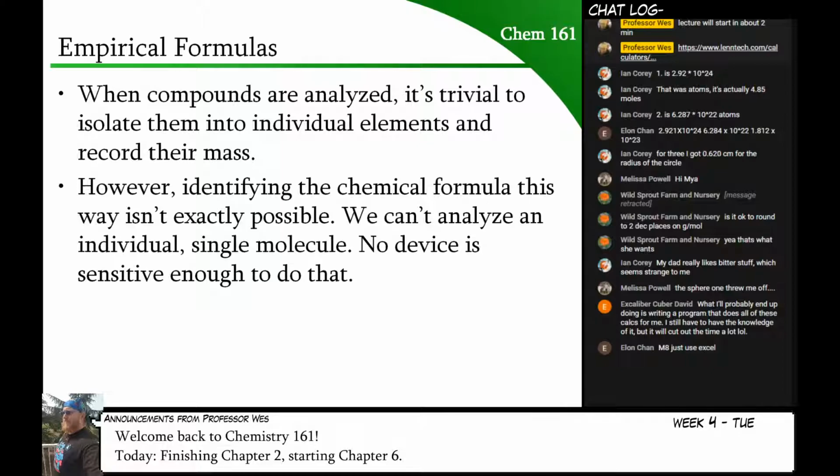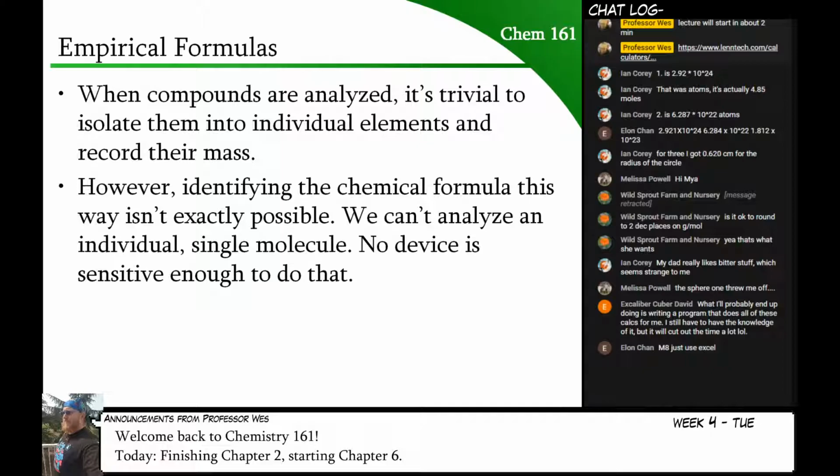Now, figuring out the formula of a molecule would be really trivial if we could grab one molecule and just use our atomic tweezers to pull it apart and be like, okay, well, I pulled 6 hydrogens off and 5 carbons. There's the formula.